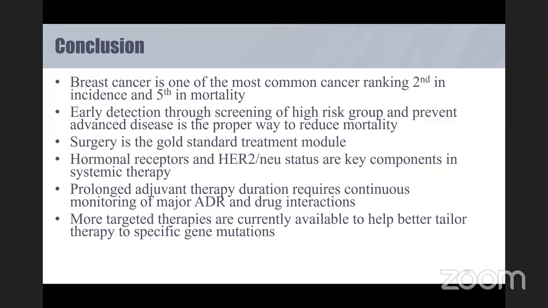Prolonged adjuvant therapy duration requires continuous monitoring. Most of these patients, most of these medications are teratogenic and have a wide range of adverse drug reactions and drug interactions. But here is the role of pharmacy: we take actions in monitoring those patients and reducing their toxicity. Thank you.